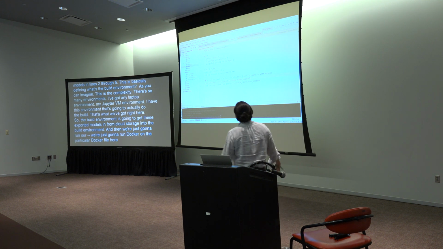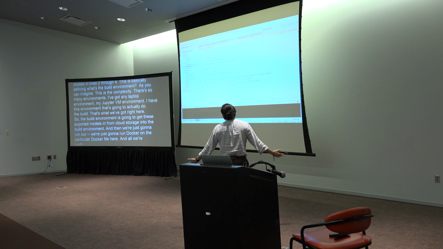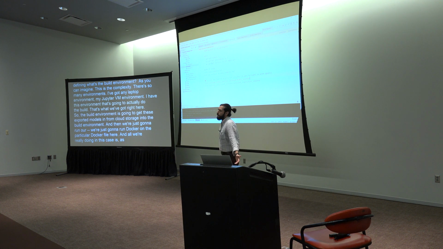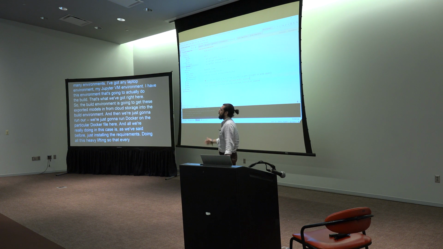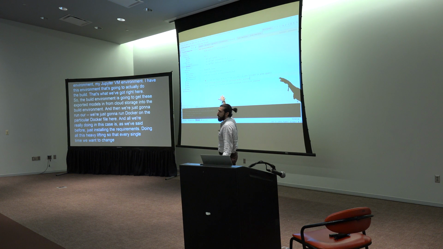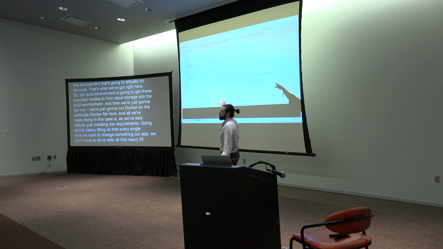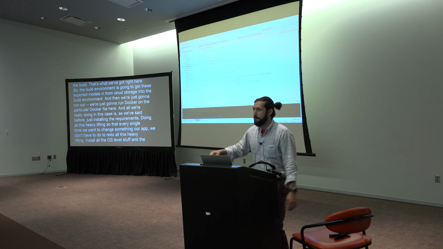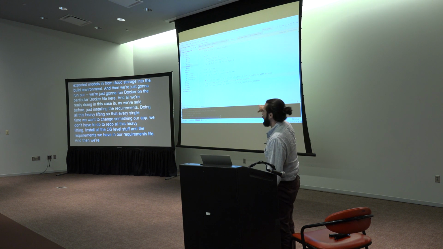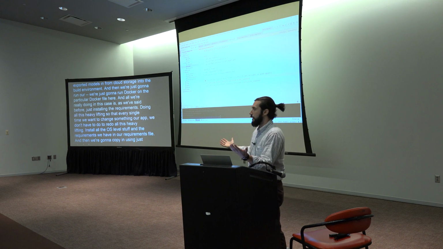And all we're really doing in this case is, as we've said before, just installing the requirements, doing all this heavy lifting so that every single time we want to change a little something in our app, we don't have to redo all this heavy lifting. We're going to install all of the OS level stuff. We're going to install whatever requirements we have in a requirements file, and then we're going to copy in, using just standard Docker language, these folders that have models in them.